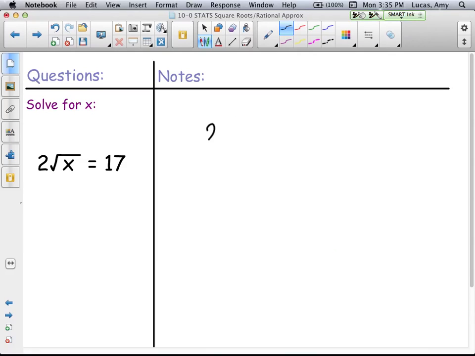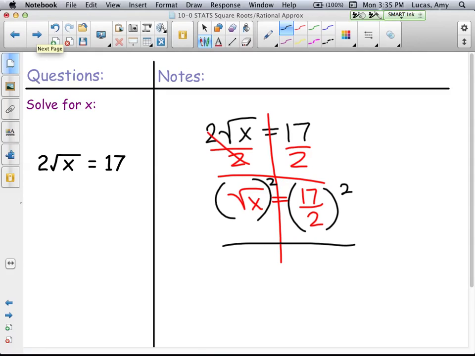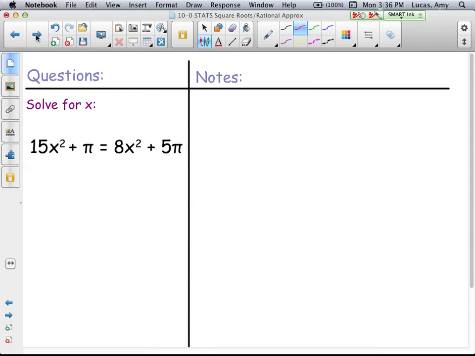Next up, on this one, you divide first because we want the variable by itself. And I am going to leave it in fraction form instead of decimal, because then when I square both sides to get rid of my square root, it will stay a nice fraction. 289 is 17 squared, and 2 squared is 4. Each of these equations is just a little bit different.